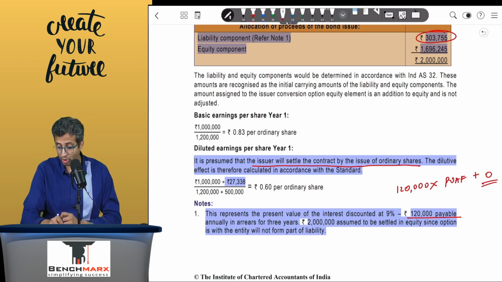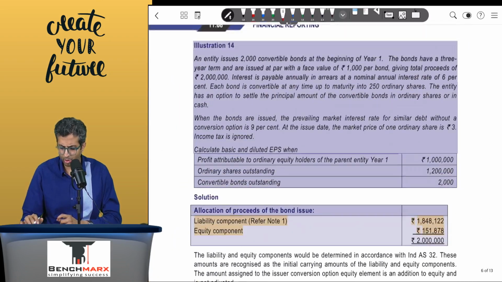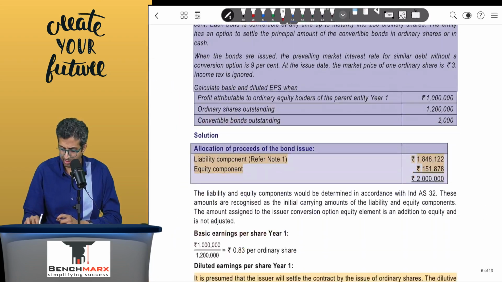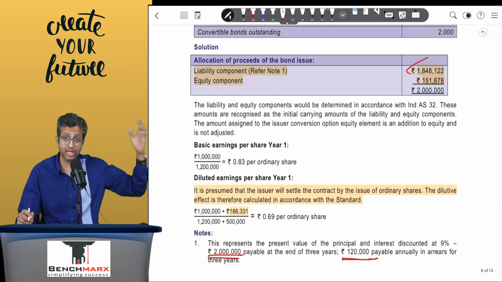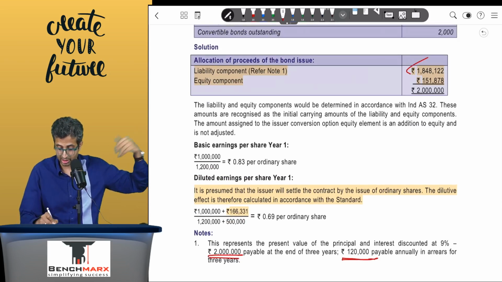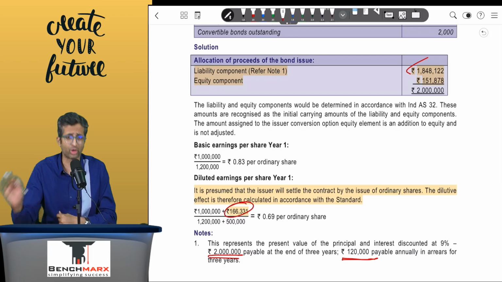But if you open your old study material, these numbers are slightly different or significantly different. In the old material, they have taken the entire value in the liability component working. So they have taken this 1,20,000, and additionally they have also taken this 20 lakhs, and as you can see, instead of 3 lakh, your liability component comes to 18 lakhs, and that is why your interest also changes significantly. So this is a fairly important change.